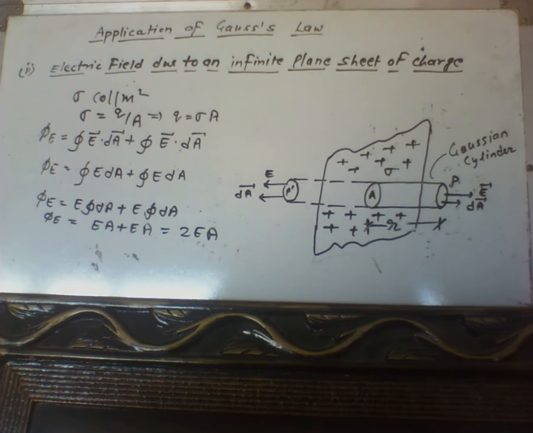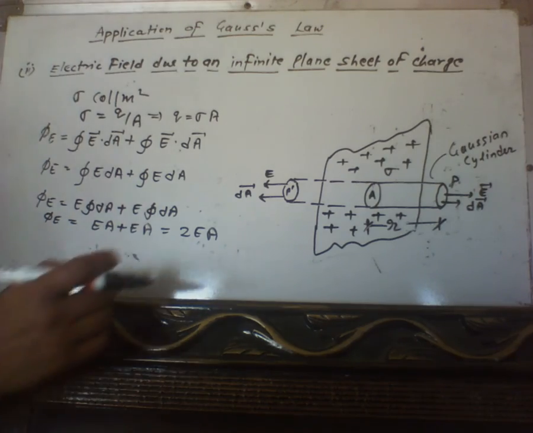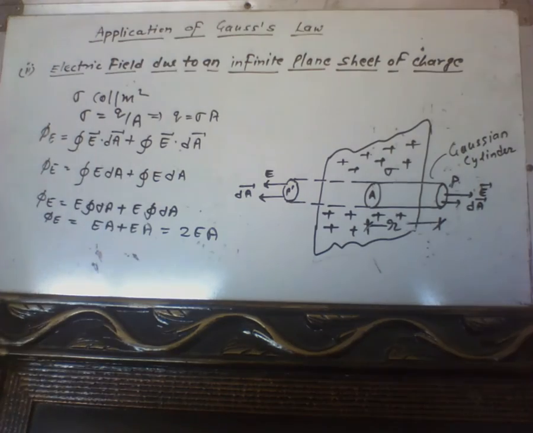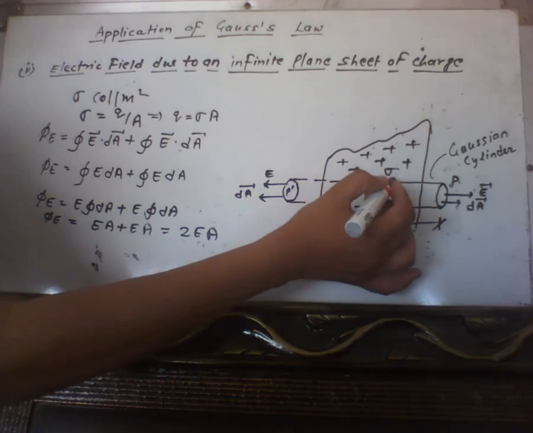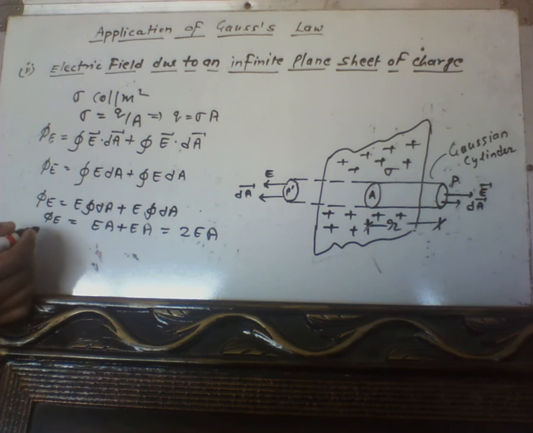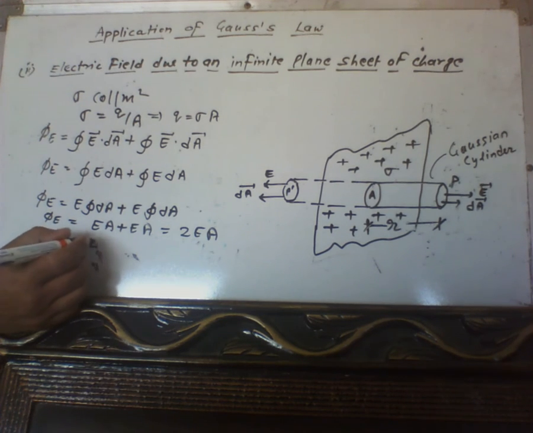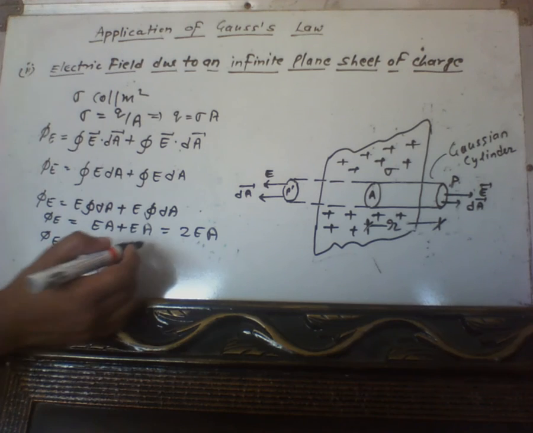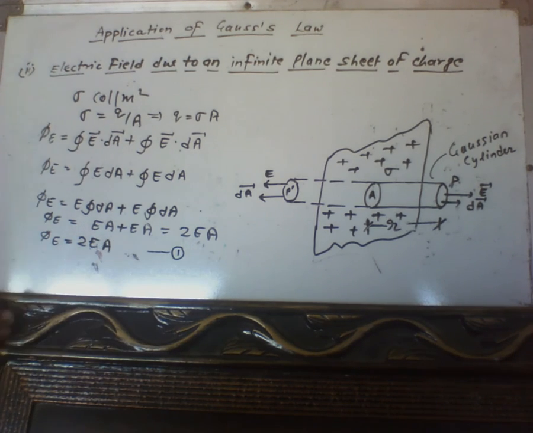Now the flux through the curved surface of the Gaussian cylinder is 0 because E and dA, if we consider this curved surface, will be perpendicular to each other, so the total flux passing through the Gaussian cylinder is phi equals 2EA. This can be written as equation number 1.